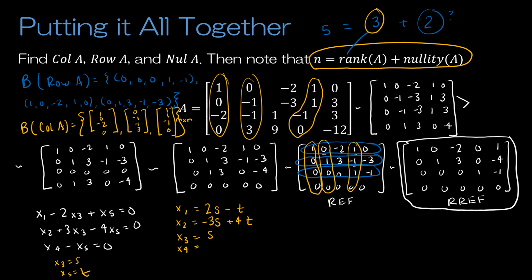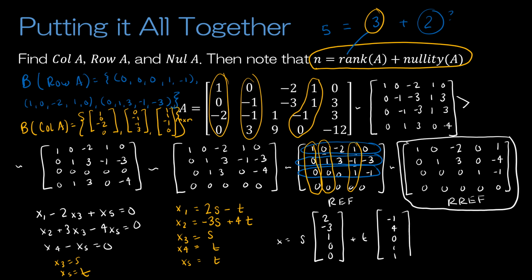x4 is equal to negative x5. Oh, sorry, positive x5. And x5 is equal to t. So the basis, well, let's go ahead and go to the next step. So x is equal to s times (2, negative 3, 1, 0, 0), plus t times (negative 1, positive 4, 0, 1, 1).